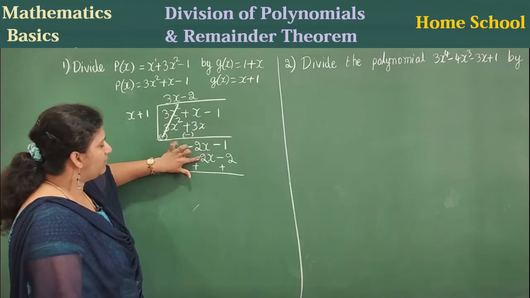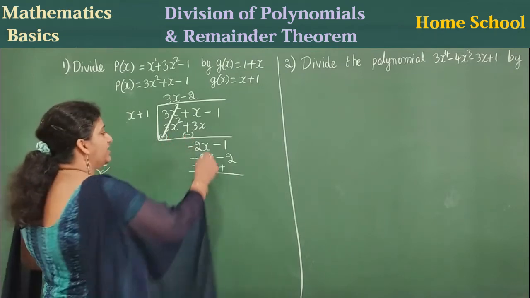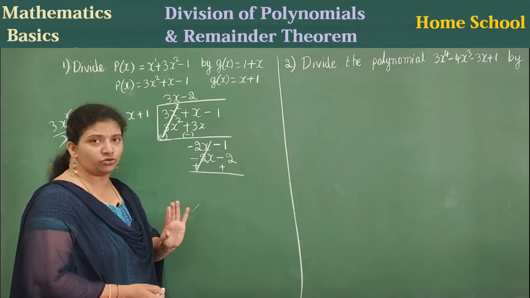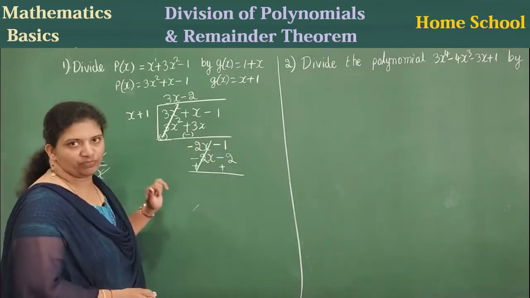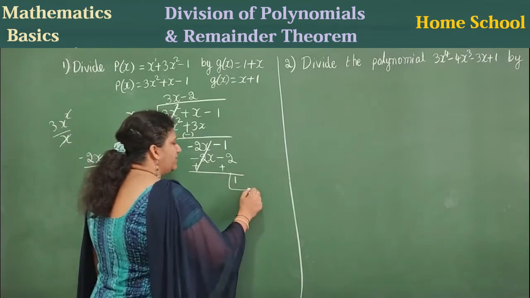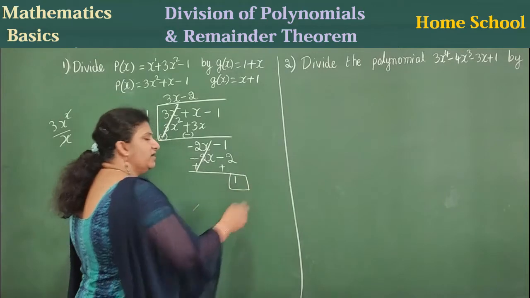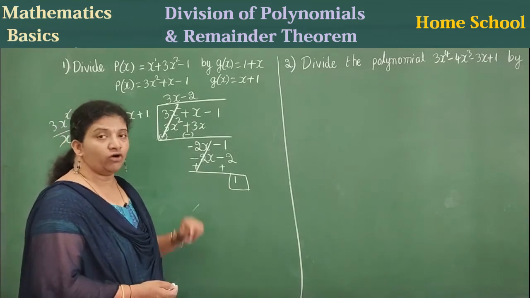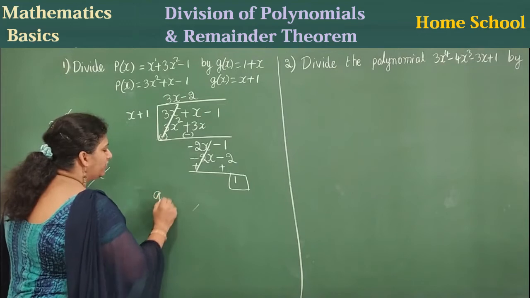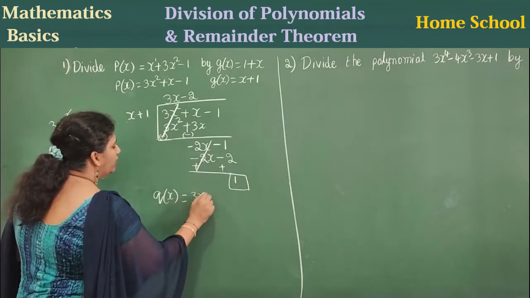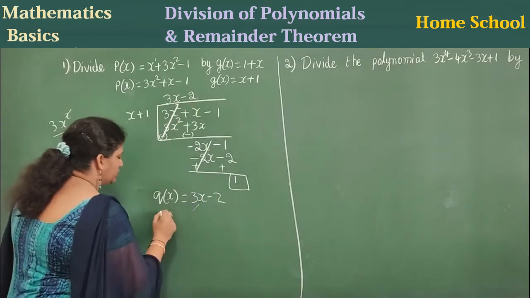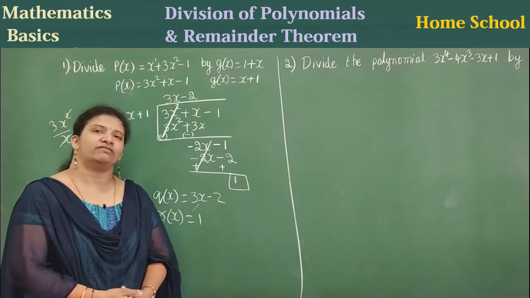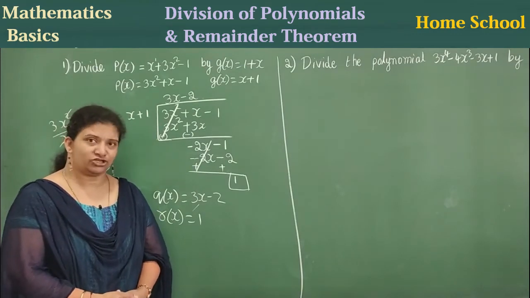Now what can you see here? Minus 2x plus 2x. Minus 2x plus 2x will be cancelled. And here also in the same manner, don't say minus 1 minus 2. Don't say. Minus 1 plus 2. Minus 1 plus 2 will be 1. This is your answer. What is your answer here? 1. So when we are dividing a polynomial, we know p of x, g of x. What are we going to get here? A quotient, q of x is equal to 3x minus 2. And remainder, r of x is equal to 1. This is the way we need to divide polynomials. Okay, this is the division of polynomials.